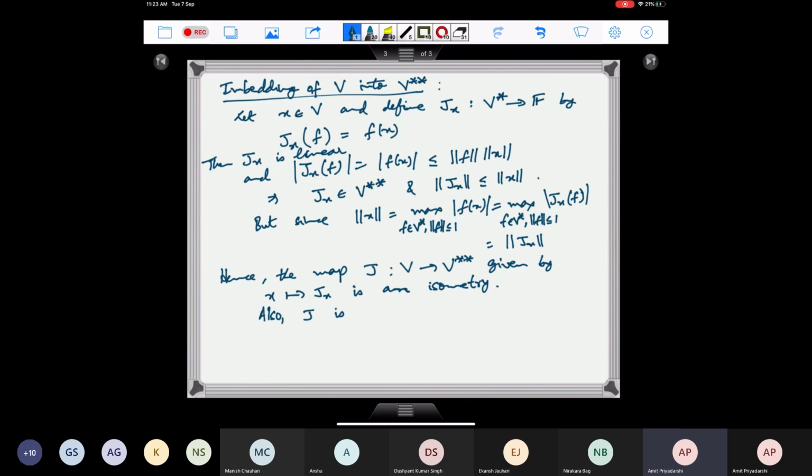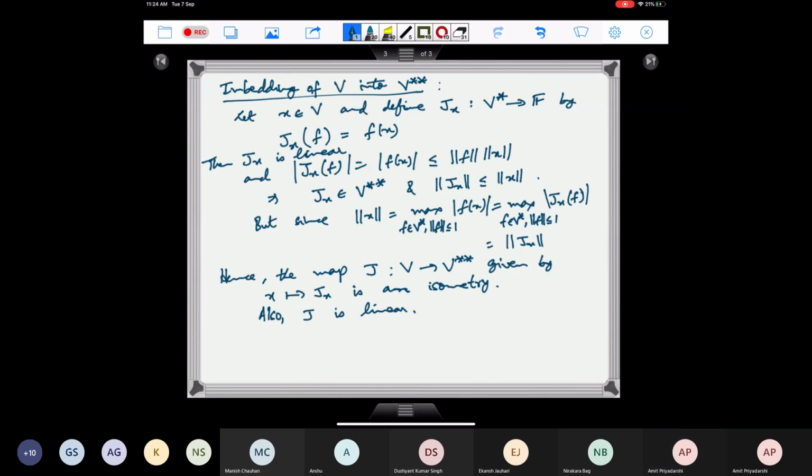See that J is linear, because if you take J of any, say, alpha x plus beta y, then that applied on f will be f of alpha x plus beta y, and by the linearity of f, that is equal to alpha times f(x) plus beta times f(y), and that is the same as alpha times J_x of f plus beta times J_y of f. So J linear is also easy to check. So now we get a linear map from V to V double star, which is an isometry.